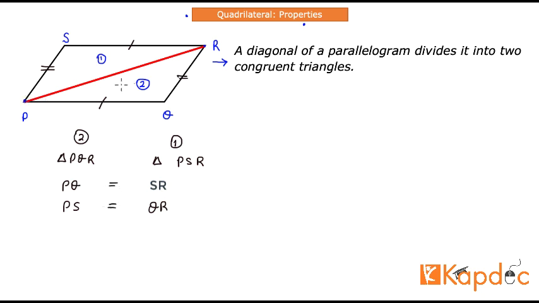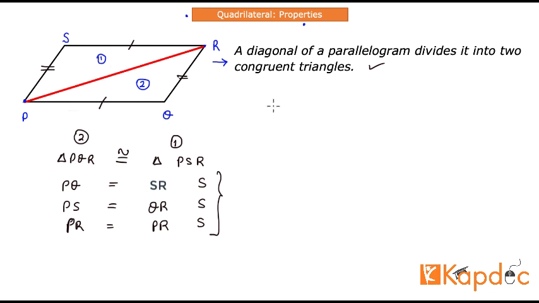And then we take a look at the side PR, which is a diagonal and it is common to both triangles, right? So what you have is SSS criteria for these two triangles. And that simply means that these two triangles are congruent, right? That is what we wanted to prove, as simple as that. Nothing complicated at all, right? You don't even need any other properties related to angles or anything for this specific parallelogram.